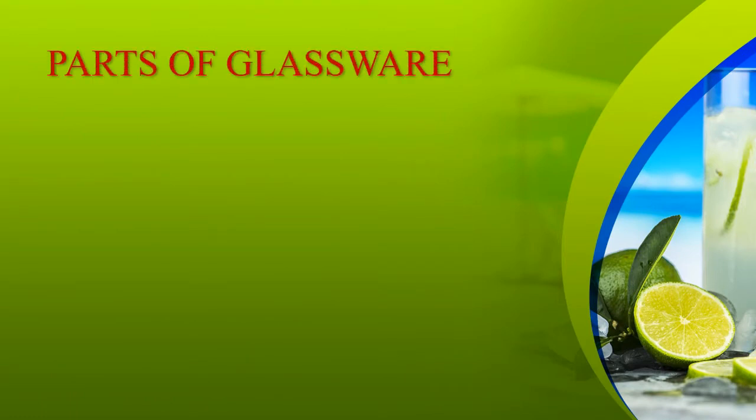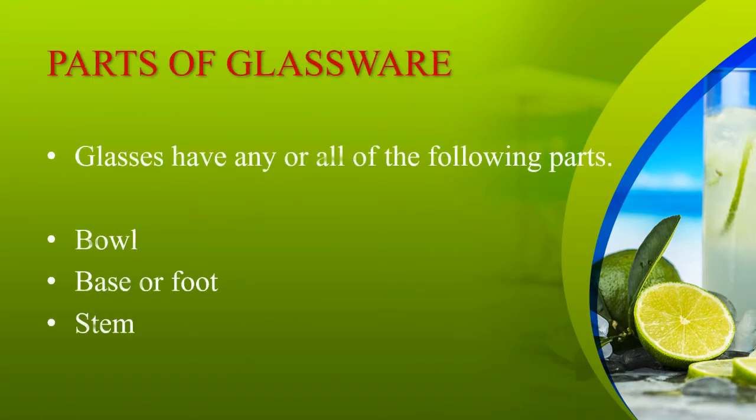Parts of glassware. Glasses have any or all of the following three parts. The first one is the bowl, the second one is the base or foot, and the third one is the stem.